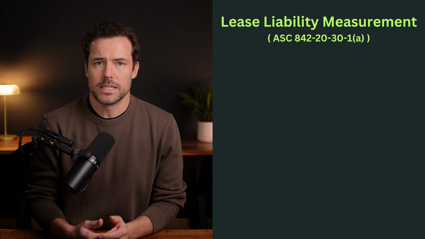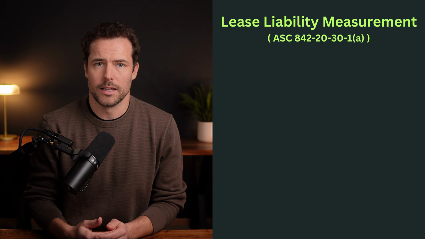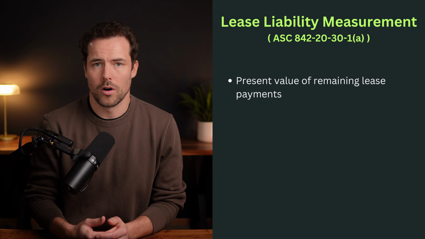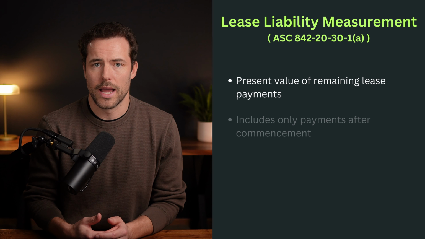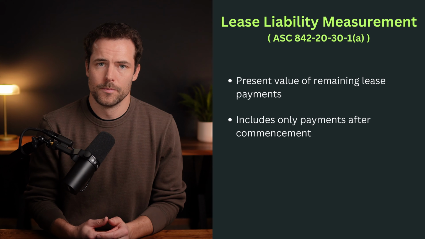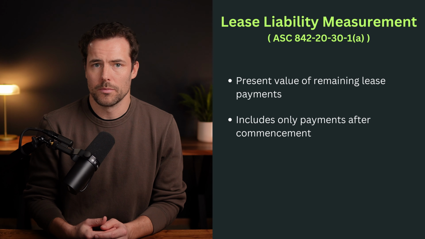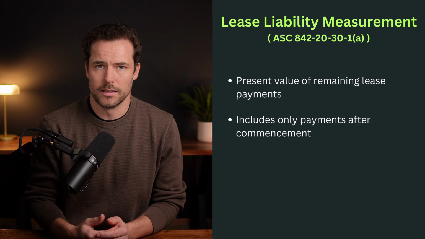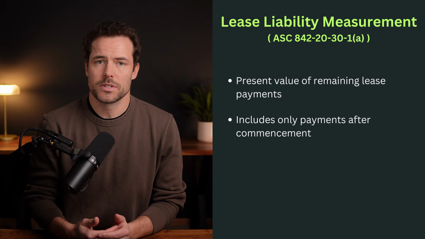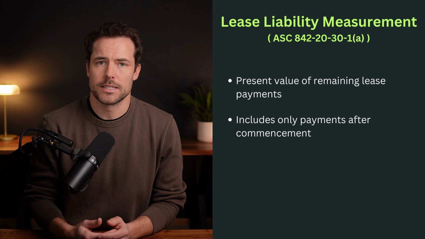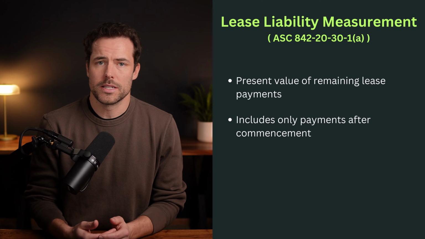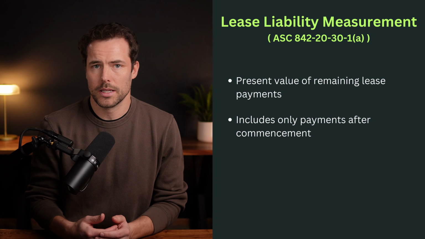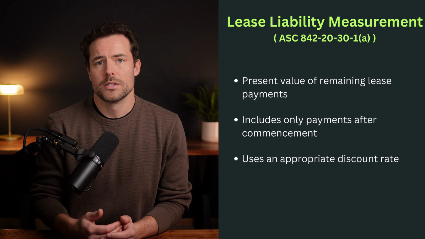So we measure the lease liability on the commencement date as the present value of all remaining lease payments, meaning only the payments that occur after the commencement date. Any payments made before commencement are not included in the lease liability. As we'll see in future episodes, they instead affect the right-of-use asset. And we calculate that present value using an appropriate discount rate. So let's break this down.